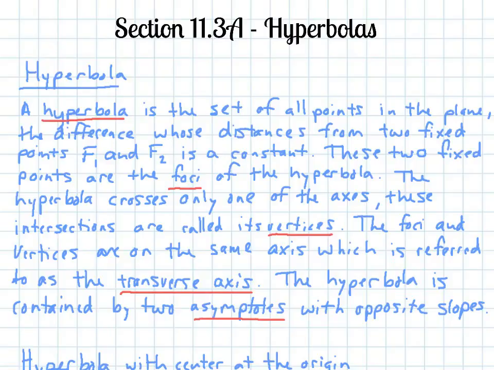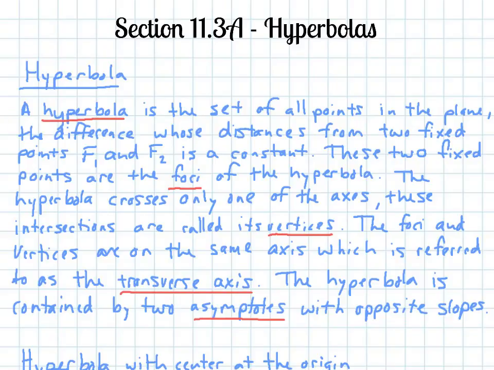Today's lesson, section 11.3a, we'll be talking about hyperbolas. So a hyperbola is the set of all points in the plane, the difference of whose distances from two fixed points f1 and f2 is a constant. So these fixed points are foci of the hyperbola.